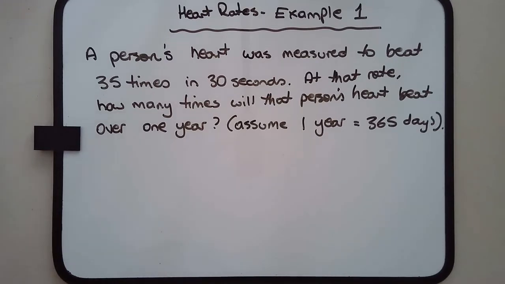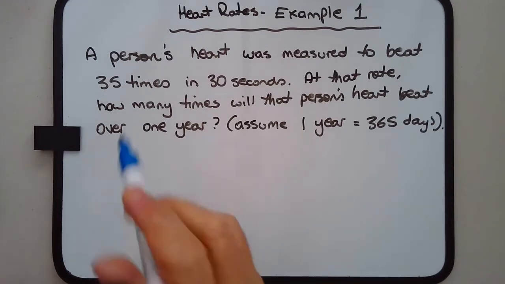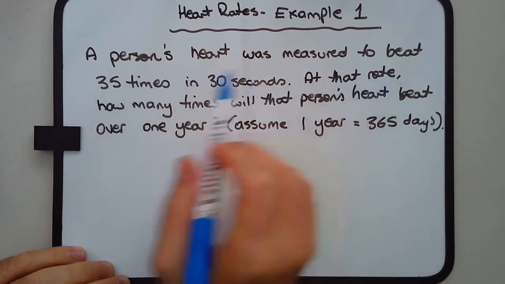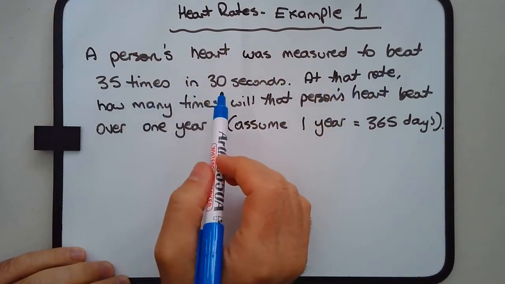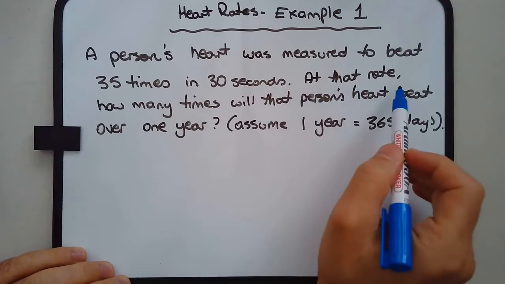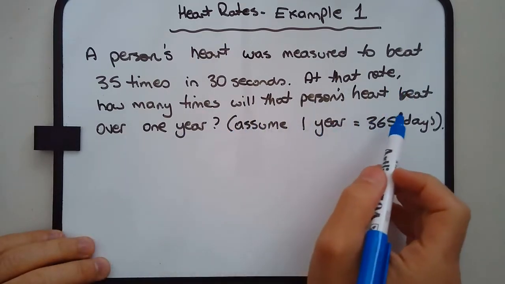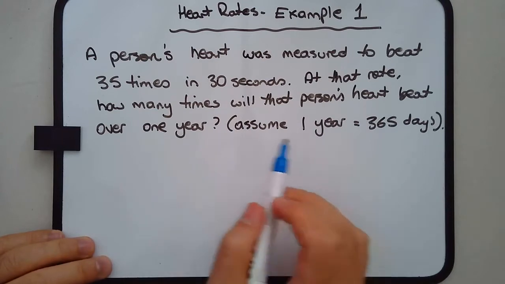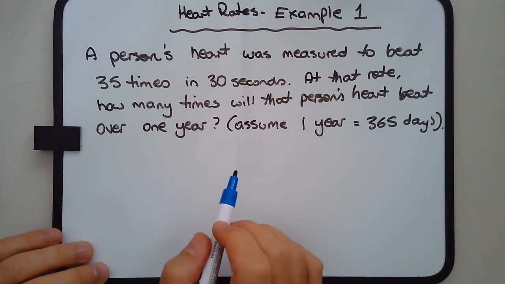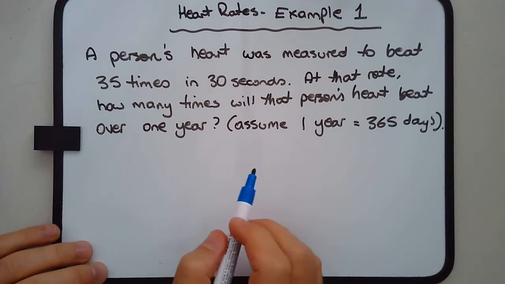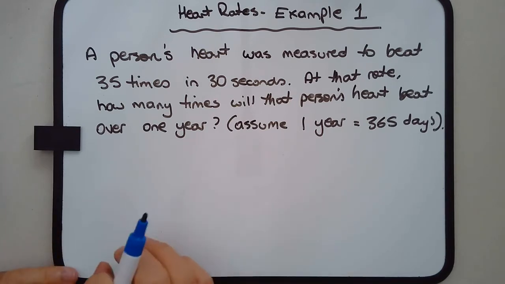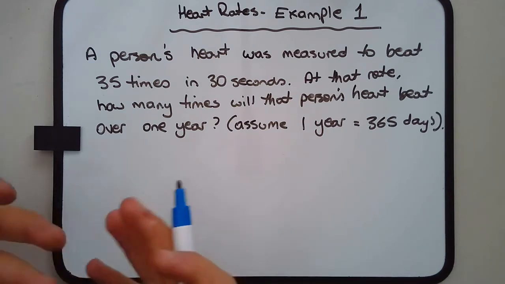Let's have a look at this example. Example 1. A person's heart was measured to beat 35 times in 30 seconds. Assuming the rate doesn't change, how many times will that person's heart beat over 1 year? We're going to assume that 1 year is 365 days, just to make the calculation a little bit simpler. So how are we going to do that?